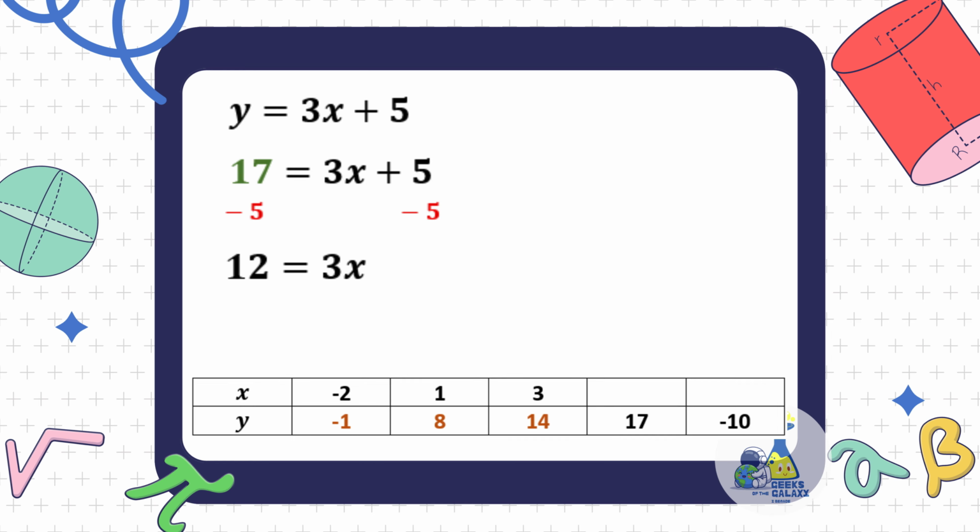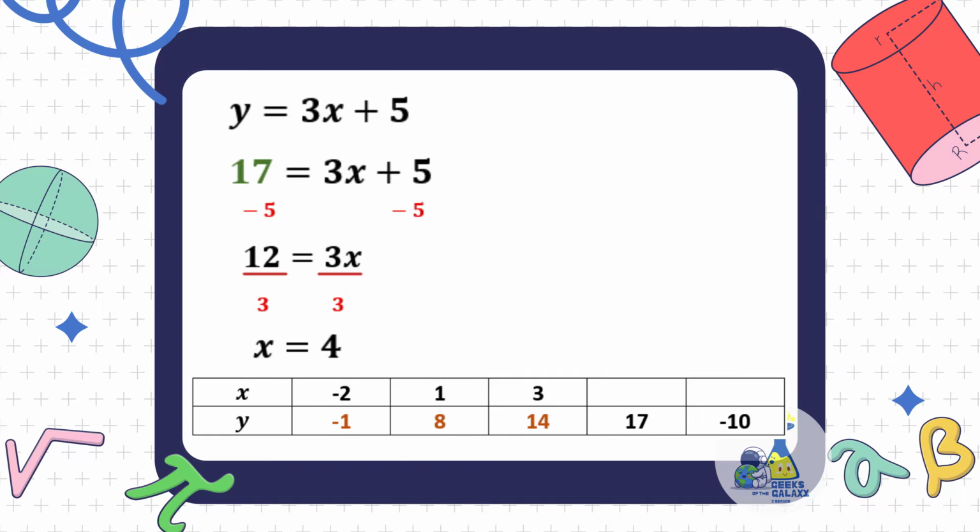Firstly, we're going to try and get rid of the plus 5 by doing the inverse operation, which is minus 5. You will remember that what we do on one side of the equation, we have to do on the other side of the equation. 17 minus 5 gives us 12. Your equation now reads that 3x equals 12. Our next step to get x alone would be to do the opposite, or the inverse, of multiplying by 3, which is dividing by 3.